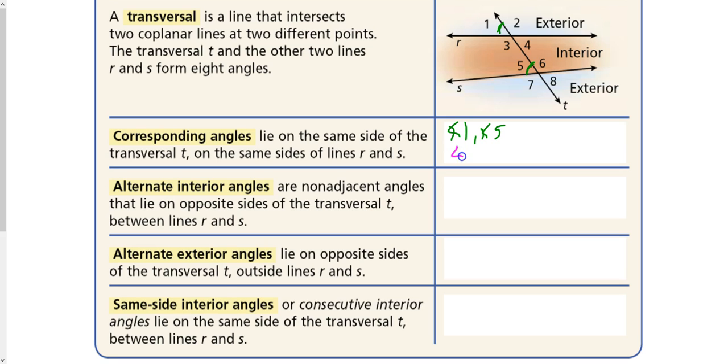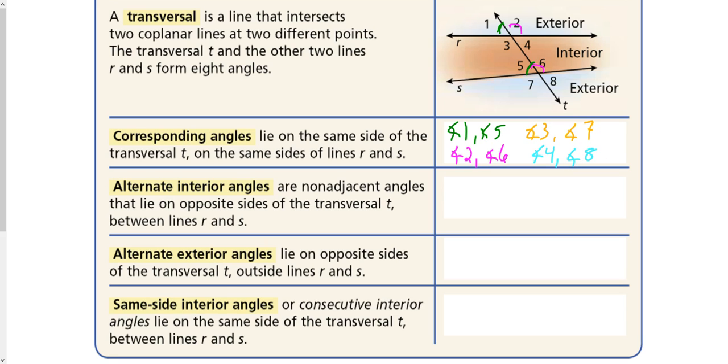Another set would be angle 2 and angle 6, because they're both in the upper right corner of those sets of intersecting lines. Angle 3 and angle 7 are both in the bottom left, and then the last set would be angles 4 and 8.